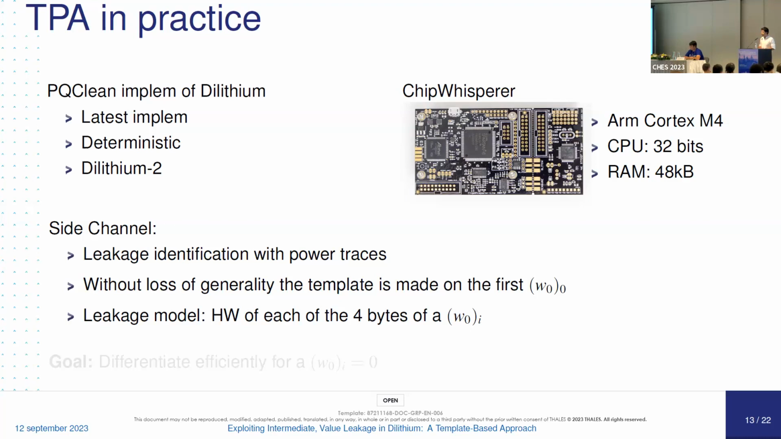Now for the leakage model, here we decided to consider the Hamming weight of each of the 4 different bytes of a W0 coefficient. And so here the goal for the template won't necessarily be to distinguish all the W0s equal to 0, but rather that if we distinguish W0 to be 0, then we have to be as sure as possible.